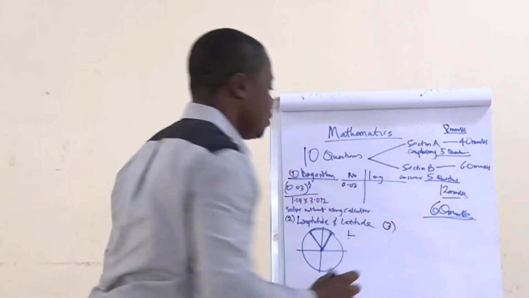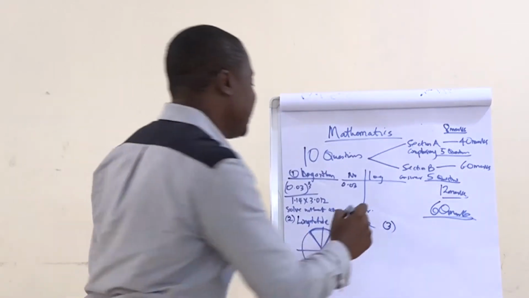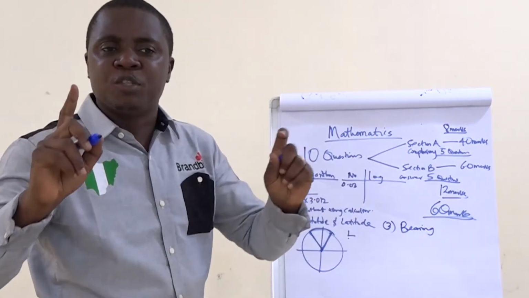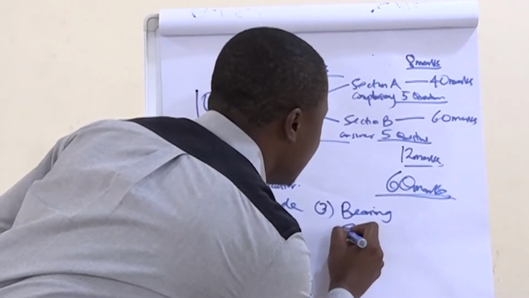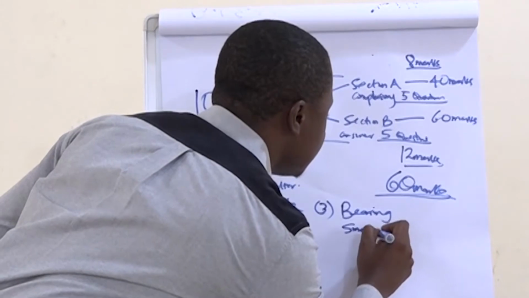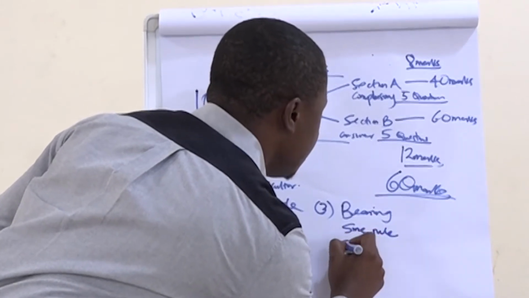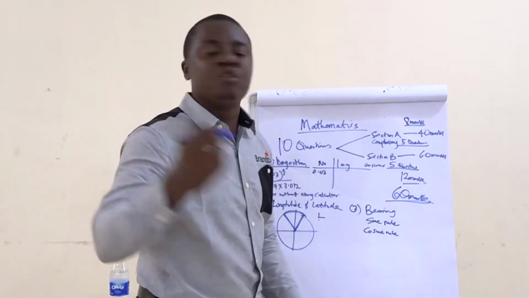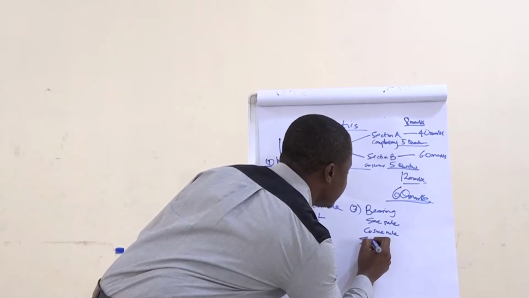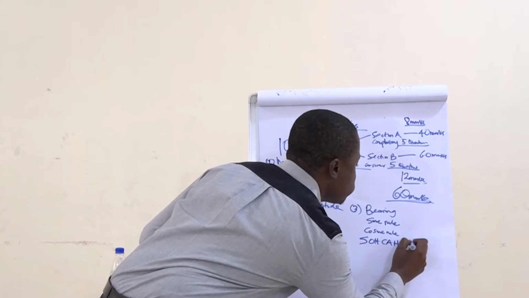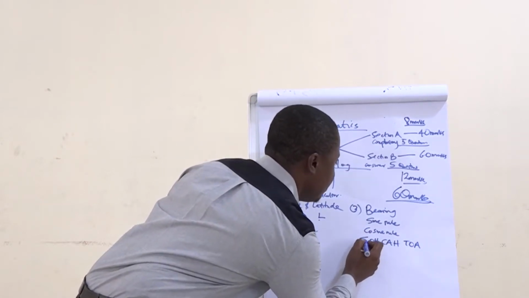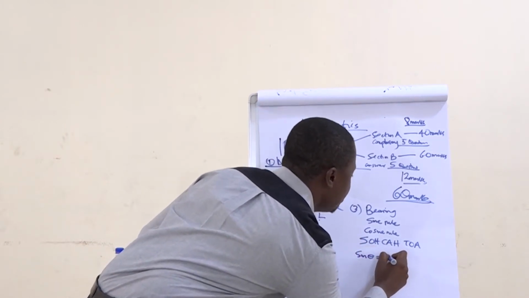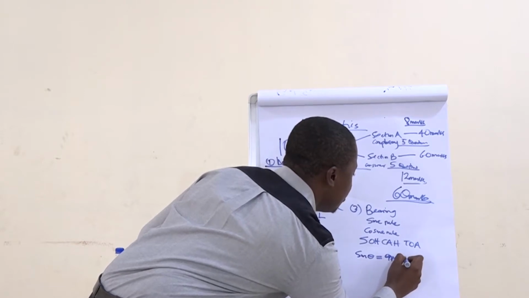Number 3, you must know what we call bearing. Bearing is very, very important. And in bearing, 2 things you need to know are the sine rule and the cosine rule. And here, how do we do this? SOHCAHTOA. What does this mean? Sine theta is equal to opposite over hypotenuse.